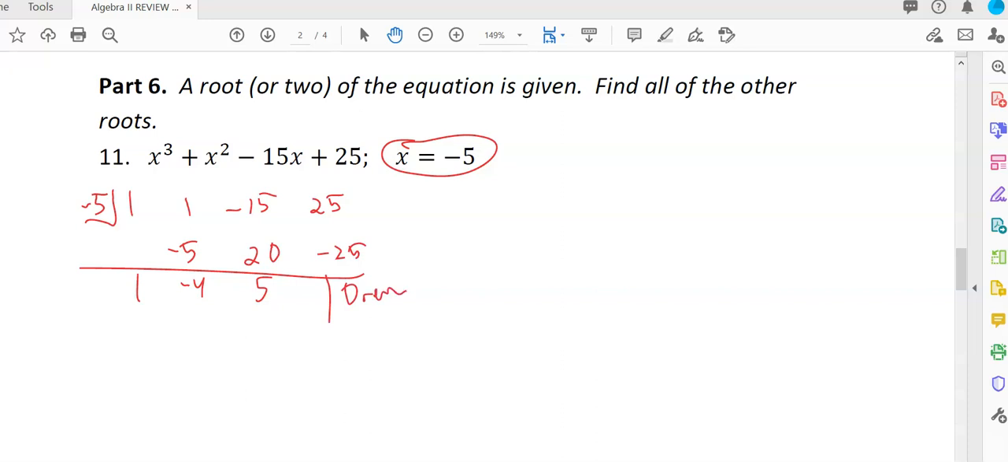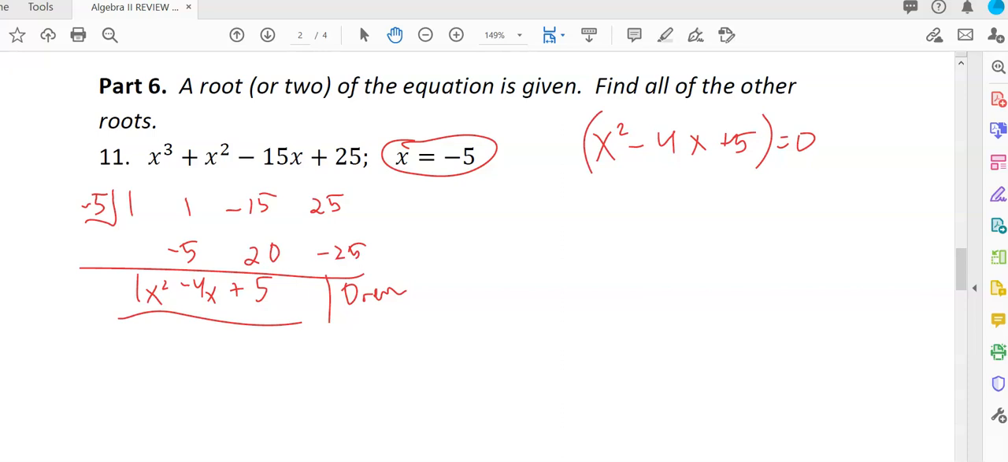Okay, remainder 0. So this is a quadratic. That's x and x squared. Once you get to the quadratic there, we know how to solve a quadratic, right? So hopefully this will factor. If not, we'll use the quadratic formula. So x squared minus 4x plus 5 equals 0. So we're trying to solve that.